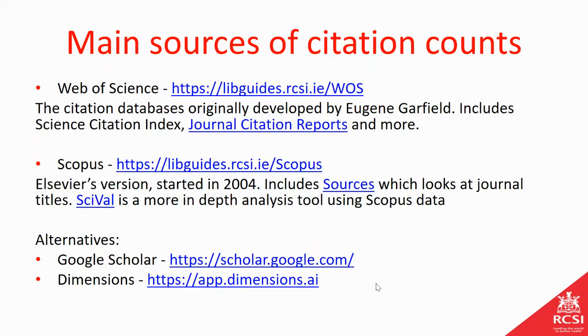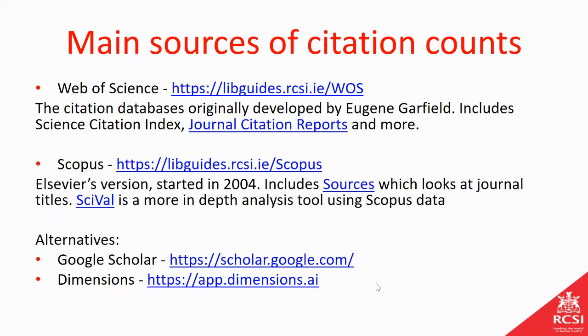Web of Science is really the original one. I mentioned Eugene Garfield earlier, who created the Science Citation Index in the 1960s, and Journal Citation Reports and several different citation indexes. So it's very authoritative, and it's there to be used the same as ever. Scopus was created in 2004 by Elsevier, which is the biggest academic science publisher in the world, and it's really an imitation of Web of Science in what it's aiming to do, but includes a slightly different set of journals.